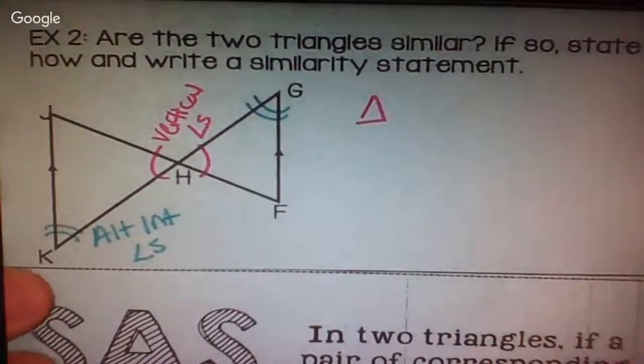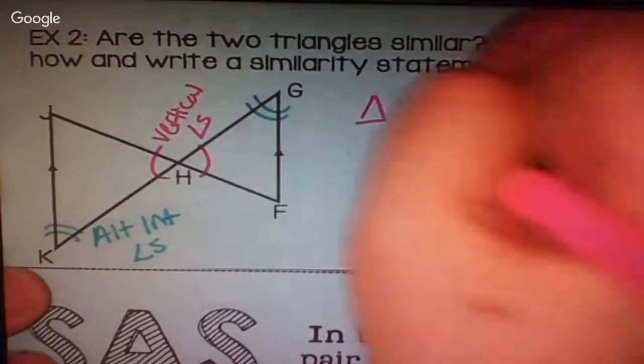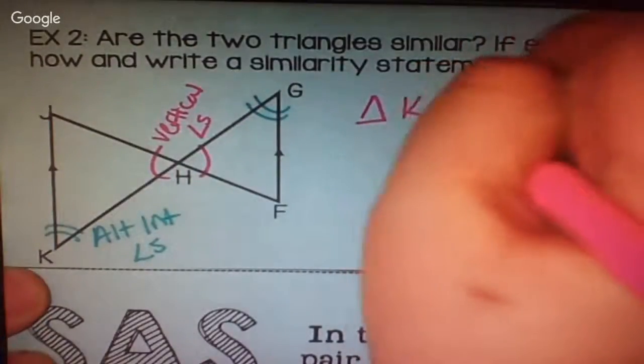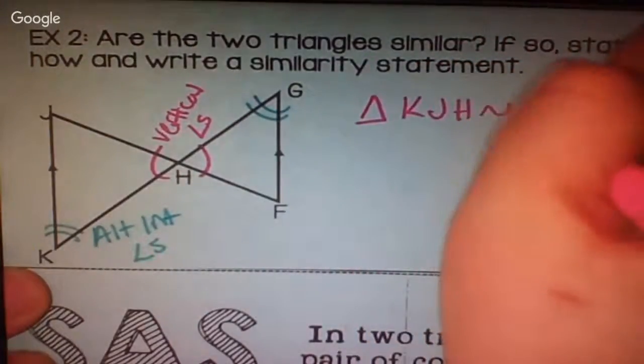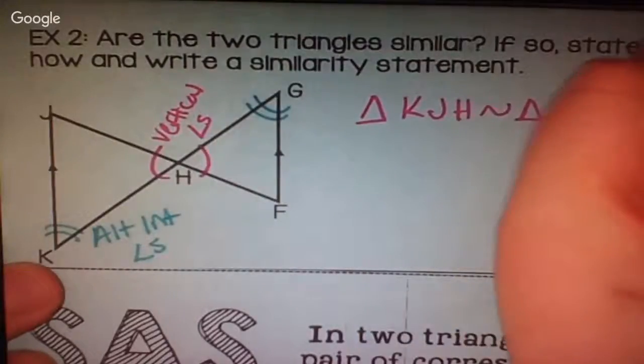Guys, enough. We can say the triangle KJH is similar to triangle GFH.